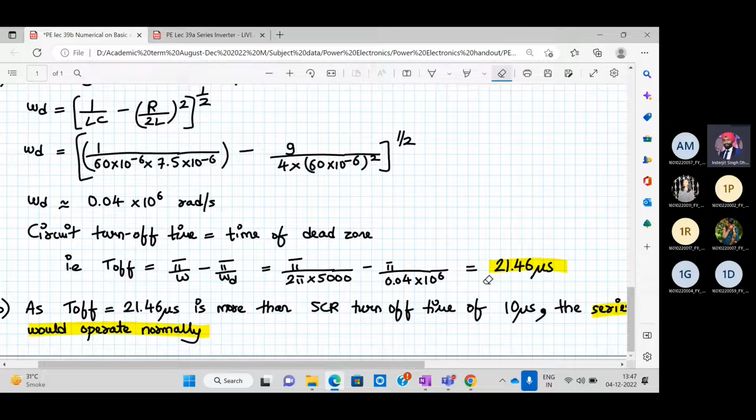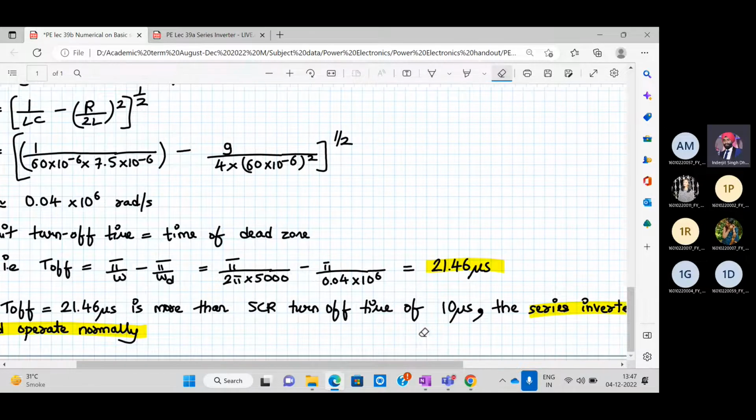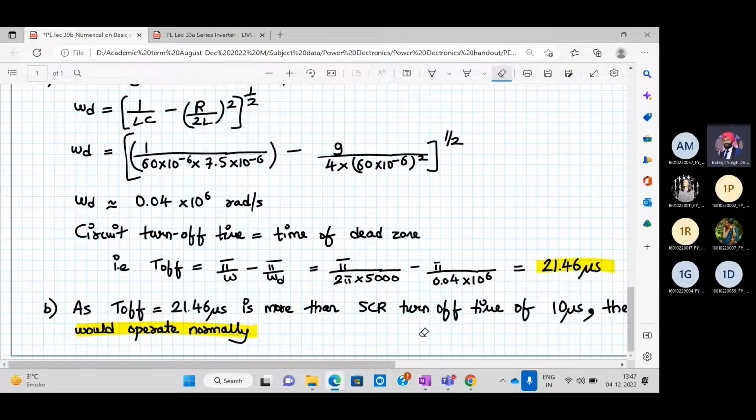So we can conclude that as the T off time is more than the SCR turn off time, which is around 10 microseconds, the series inverter will operate normally. When will it not operate normally? When T off time is less than the SCR turn off time, meaning the SCR is not turned off and you are turning another SCR on. So in that sense, it won't work. Is it making any sense? Are you following? Understand the question properly, please.